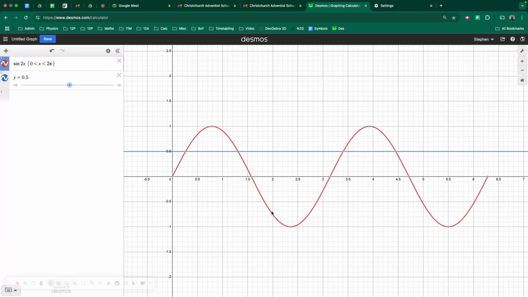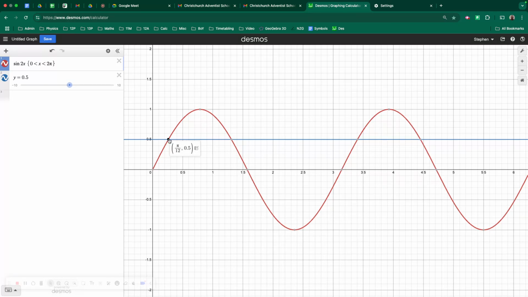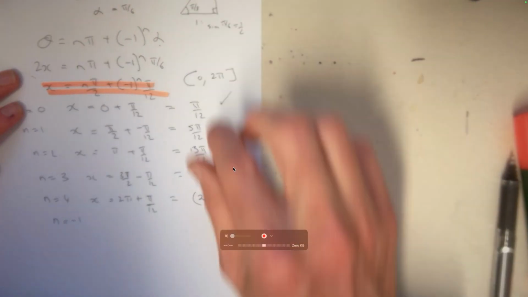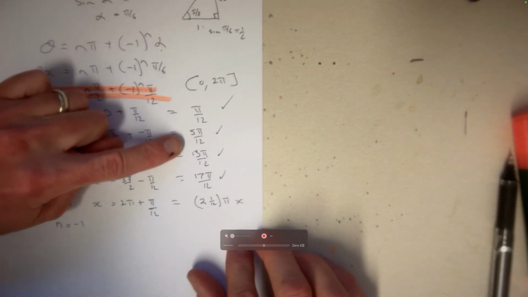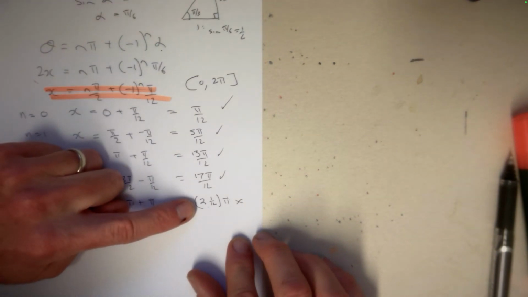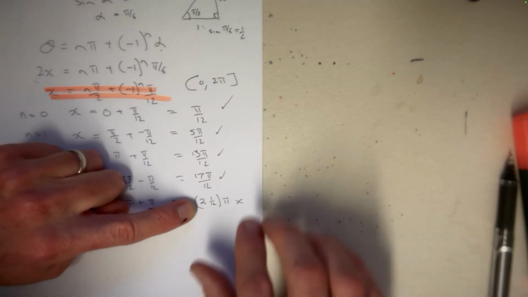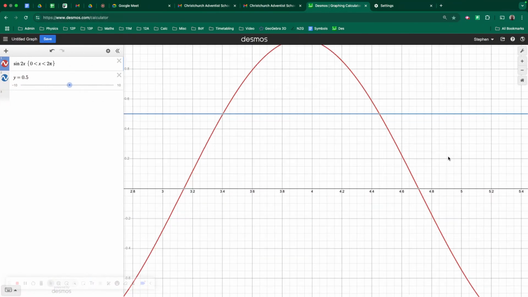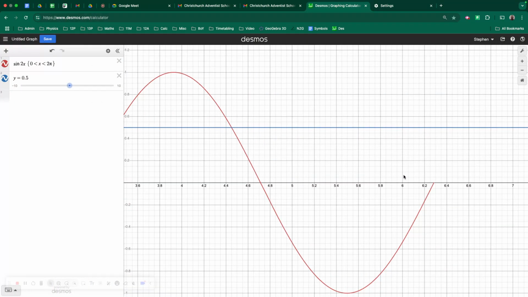So what we're seeing there, what are the solutions? There's that one, there's that one, there's that one, and that one. So you can see pi over 12, 5 over 12, 13, and 17 over 12. And if we look back here, there are our solutions as we've found them. And this one here would have been, what's this, 25 over 12? That would have been over there somewhere at 25 over 12 if I kept going. Okay, that's all.